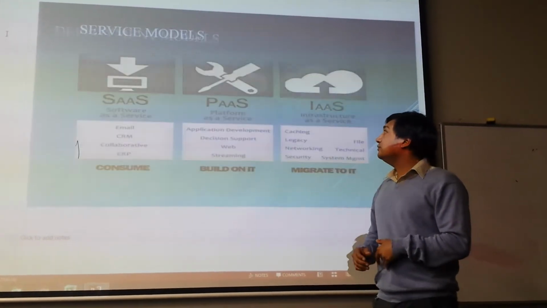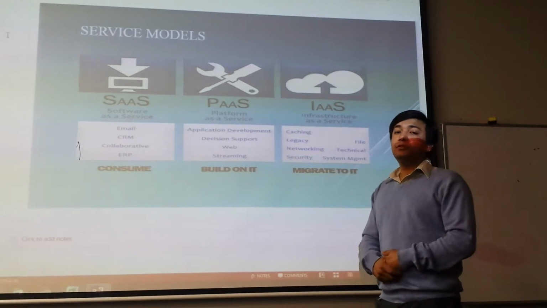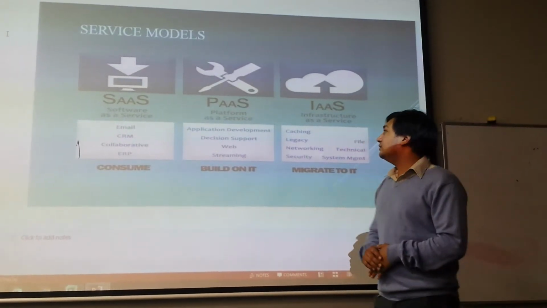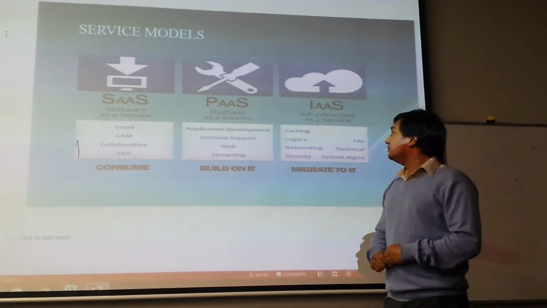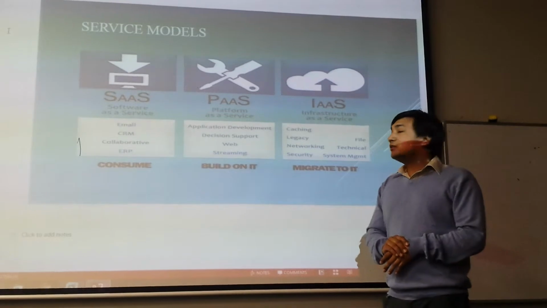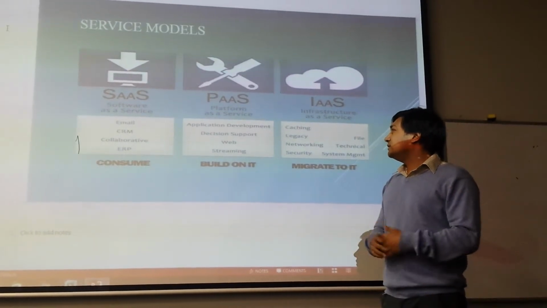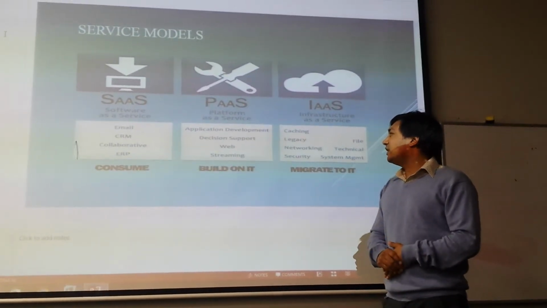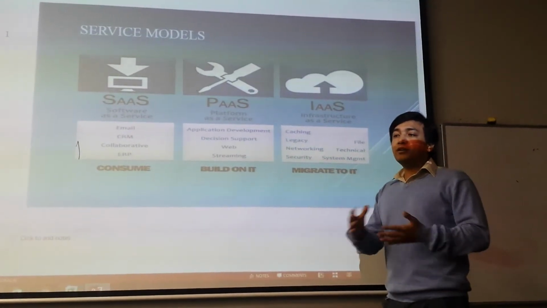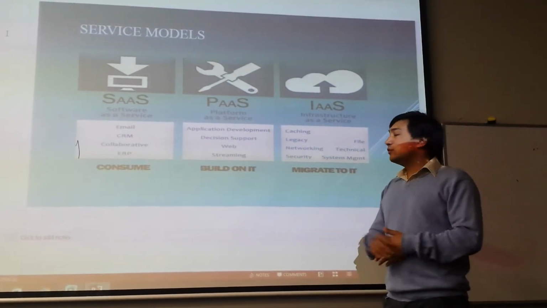So now let's go through its various service models. With cloud computing, we can have the facility of software as a service, platform as a service, and infrastructure as a service. With cloud computing, we can operate various emails, collaborative ERPs, and CRM, so that the market can have various products through it.